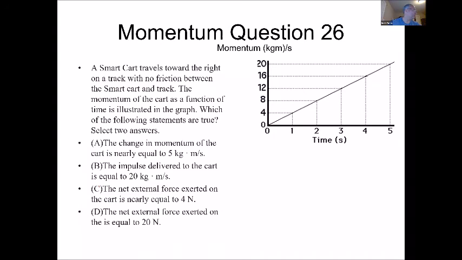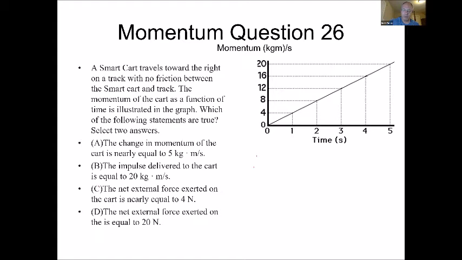All right, so let's look at 26. Again, here we have a momentum versus time graph. A smart cart travels toward the right on a track with no friction between the smart cart and the track. The momentum of the cart as a function of time is illustrated in the graph. Which of the following statements are true?